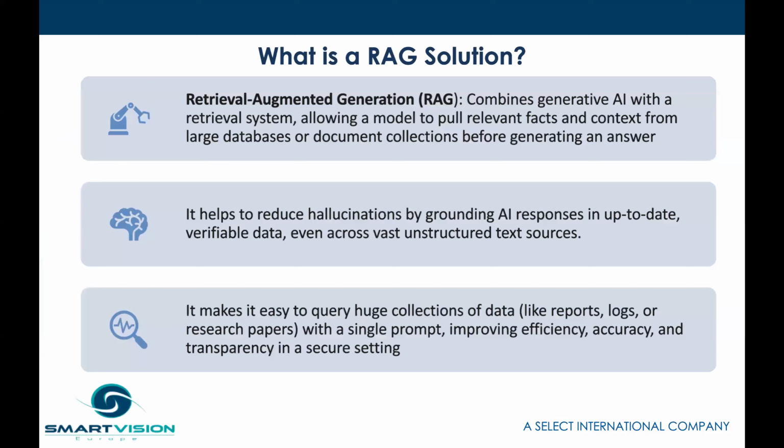A RAG solution is called RAG because it stands for Retrieval Augmented Generation, and it combines generative AI with a retrieval system, allowing a model to pull relevant facts and context from a database or a corpus of documents or unstructured data before generating an answer.